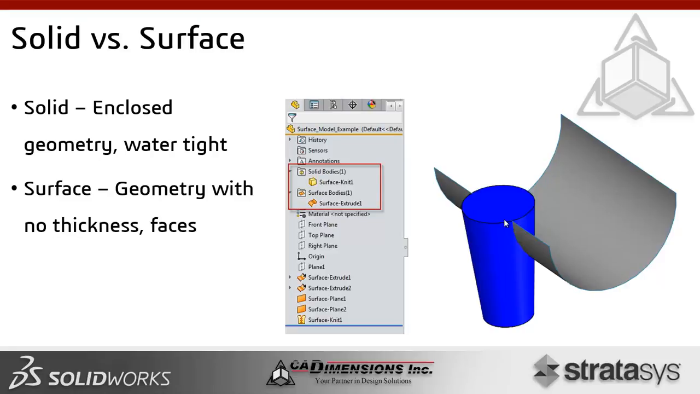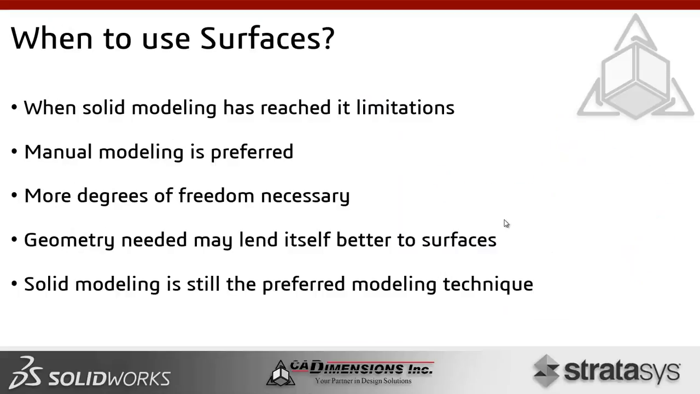A solid versus a surface, they are two different things. A solid is your enclosed geometry. We would typically consider that to be watertight. Surfaces are any sort of geometry that you have with no thickness. Visually, you'd think that it does have a thickness to it, but it actually does not. It is a zero thickness surface. Looking at the image on the right-hand side, the solid body is the blue portion and the surface is going to be the gray. We'll talk about how to verify those down the road.